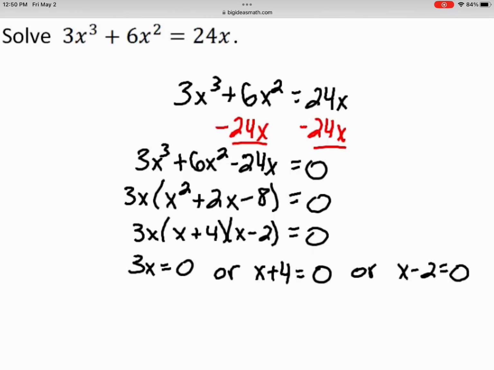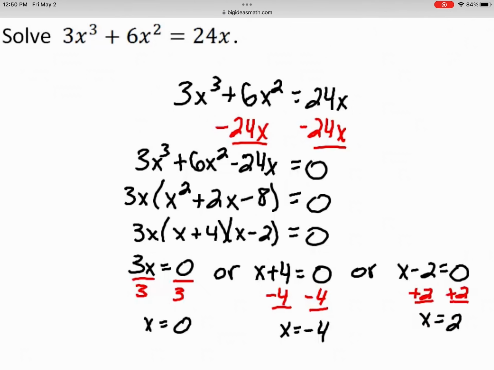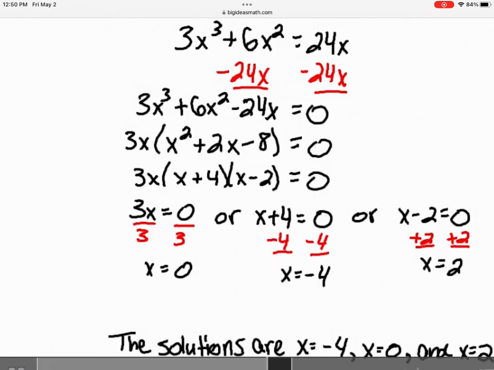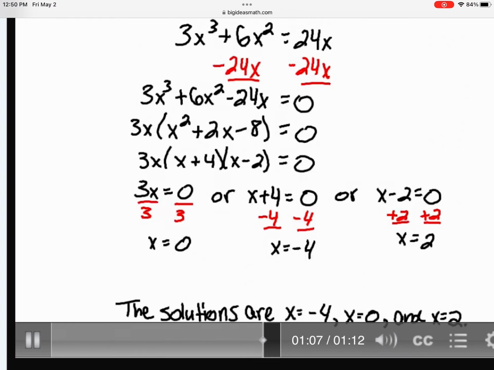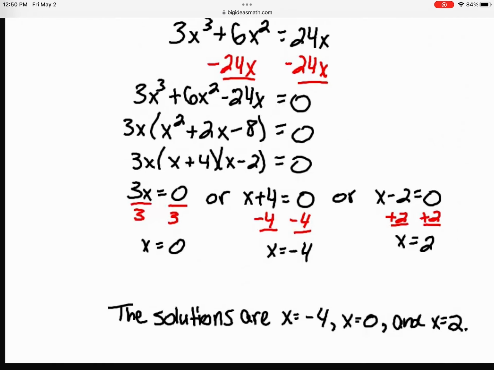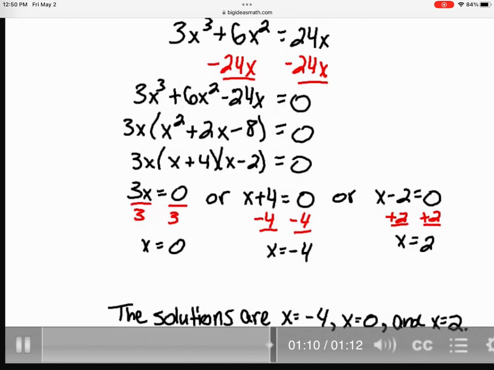To solve 3x equals 0, divide each side by 3, leaving you with x equals 0. To solve x plus 4 equals 0, subtract 4 from each side, leaving you with x equals negative 4. And to solve x minus 2 equals 0, add 2 to each side, giving you x equals 2. So the solutions are x equals negative 4, x equals 0, and x equals 2.